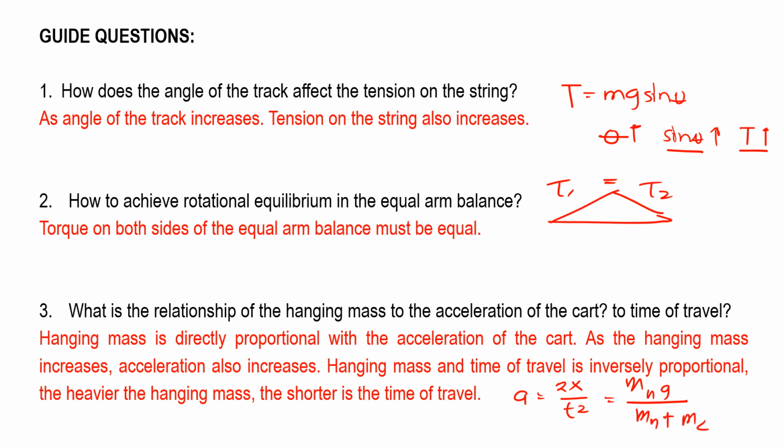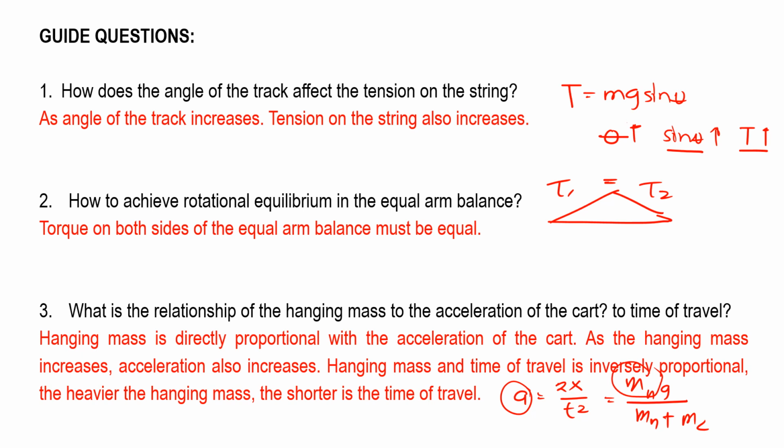Okay, so based on this formula, we're going to relate the hanging mass and the acceleration. So here's the hanging mass. This is the acceleration. So we can see that they are directly proportional. So hanging mass is directly proportional with the acceleration of the car. So meaning as the hanging mass increases, acceleration also increases.